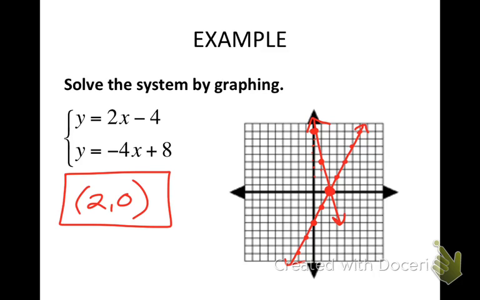Now, in this chapter, there's no reason why you should not be able to check your answers to make sure you are absolutely correct. If I substitute in 0 for y and 2 for x, do I get a true statement in the first one? Yes. If I substitute 0 for y and 2 for x in the second one, do I get a true statement? Yes. We know we did it right. 2 times 2 is 4. 4 minus 4 is 0. Negative 4 times 2 is negative 8. Negative 8 plus 8 is 0. Okay? So solving by graphing.